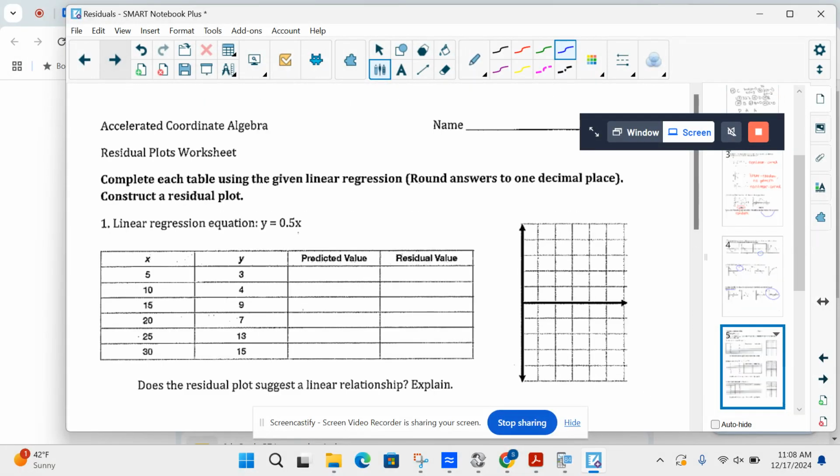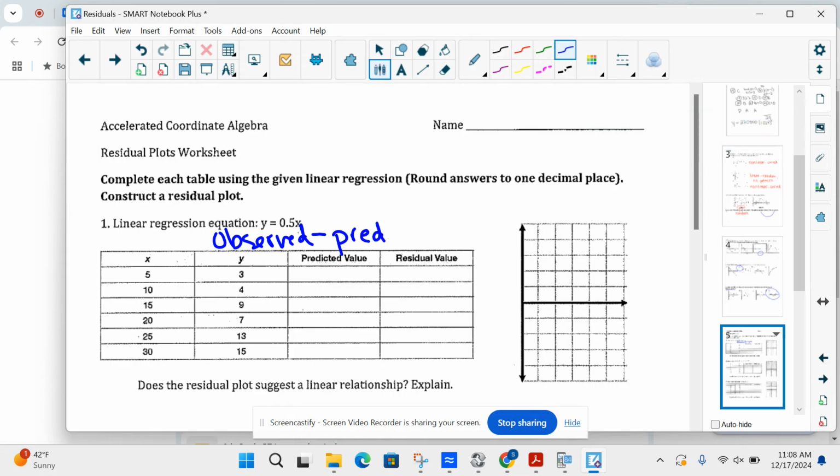All right. Now we're going to practice making residual plots. So in the first example, it gives us the equation y equals 0.5x. So they have the x values going in 5s and then the y values that they got from whatever they were doing. And then we have to find the predicted value, and then we'll subtract the predicted from the actual, which is the observed, and then we'll get the residual value.